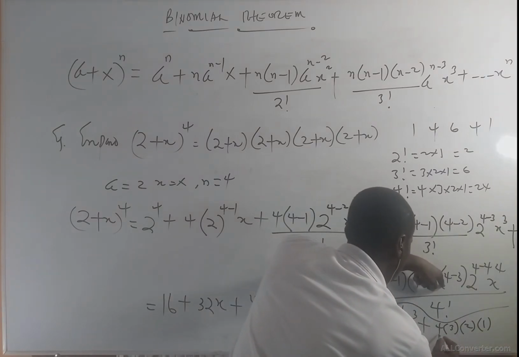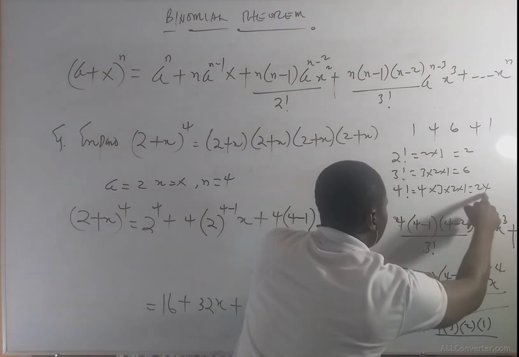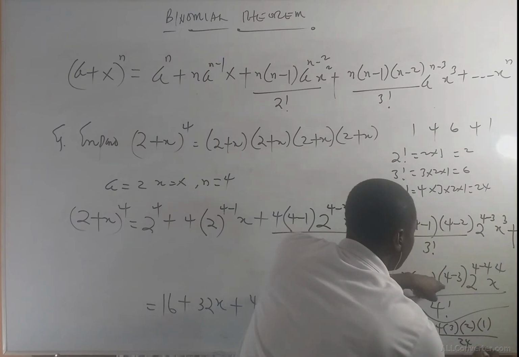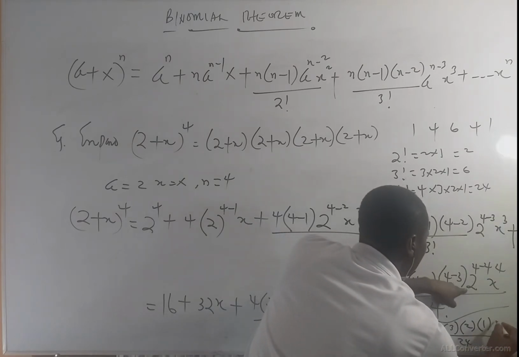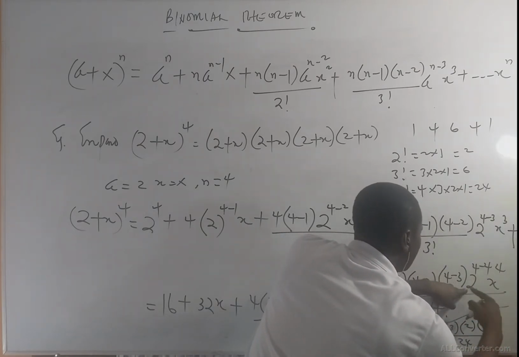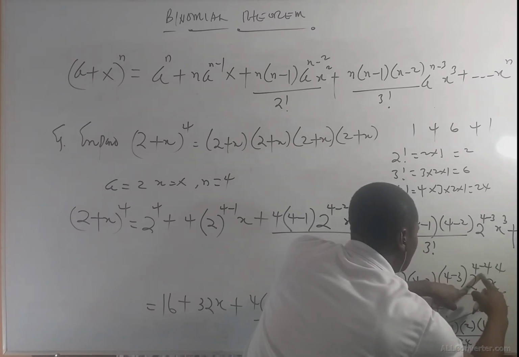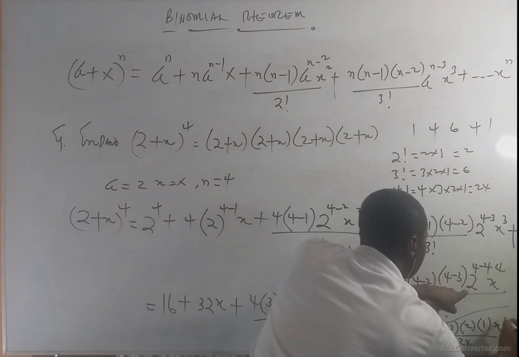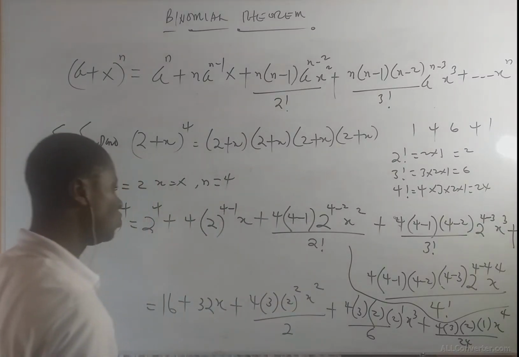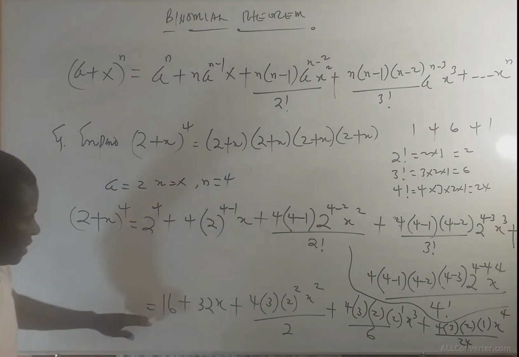All divided by, don't forget that 4 factorial is the same as 24. So you divide by 24. Then you have 2 raised to the power 4 minus 4. That's 2 raised to the power 0, which will give you 1. So you are left with x exponent 4. So you will now try to simplify this.